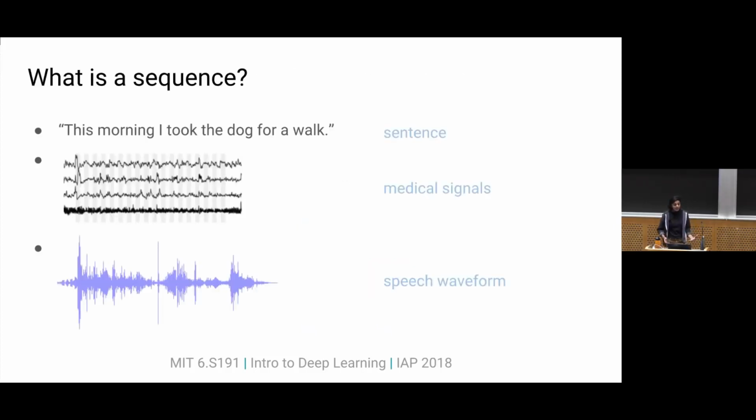So a sequence could be something like a sentence. Like, this morning I took the dog for a walk. This is one example, but it consists of multiple words, and the words depend on each other. Another example would be something like a medical record. One medical record would be one example, but it consists of many measurements. Another example would be something like a speech waveform, where this one waveform is an example, but again, it consists of many, many measurements.